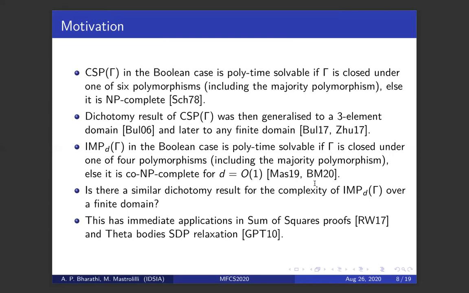So naturally, we are interested to see if a similar dichotomy holds for the IMPD of gamma over a finite domain, of course, considering D to be of constant size. This has applications in sum of squares proofs. In 2017, Raghavendra and Weitz asked which kinds of combinatorial ideals have nice generating sets that can be calculated in polynomial time, because it ensures polynomial bit complexity of certain SOS proofs. It is also useful in some theta body SDP relaxations where you would have to at least solve IMPD of gamma.